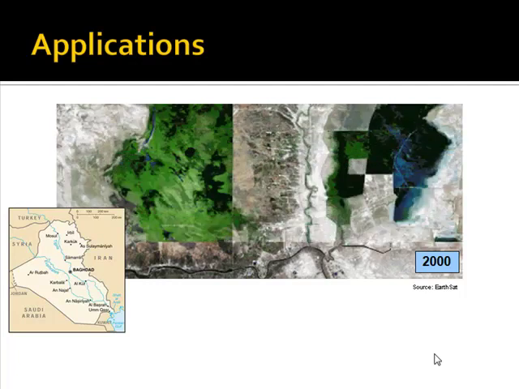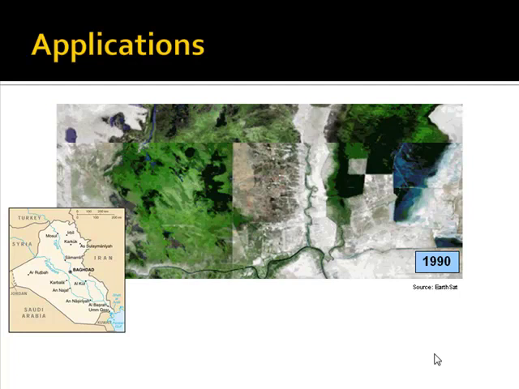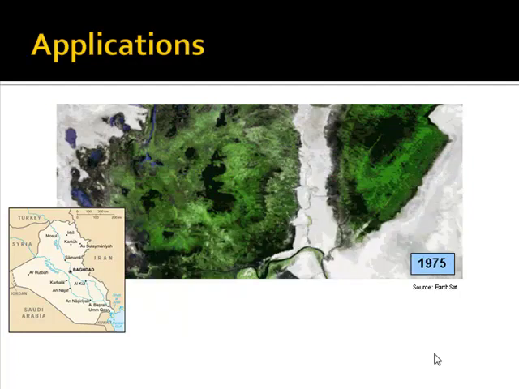But if we go back in time here, we see that the marshes actually used to be quite lush. But here in 1990, you're beginning to see the effects of those marshes being drained. If we go back to 1975, we see that there was substantial marsh habitat there.